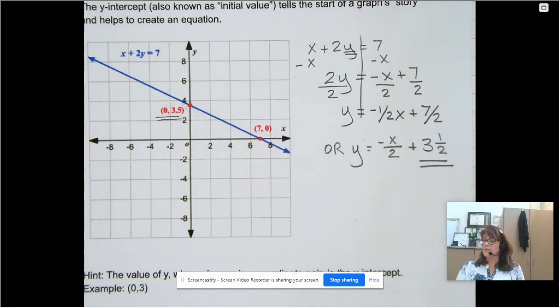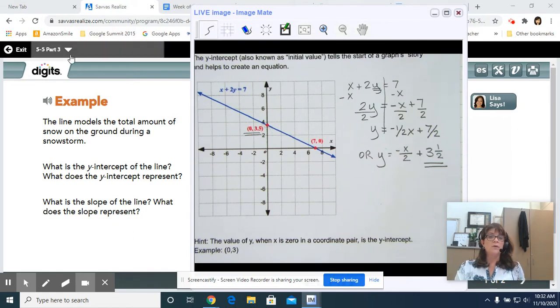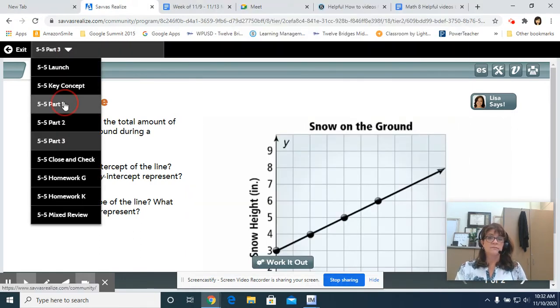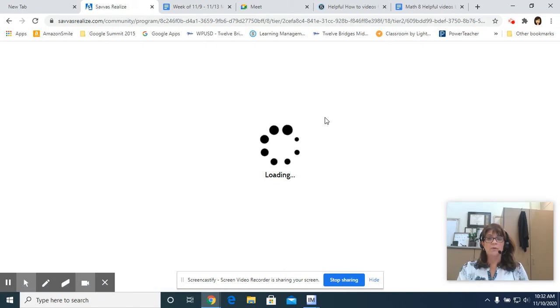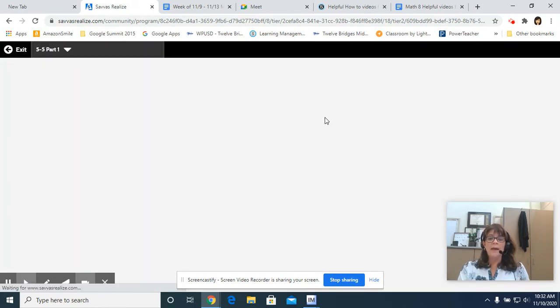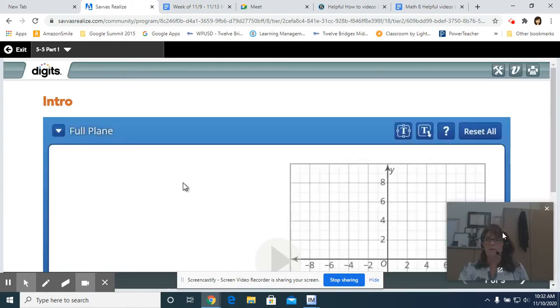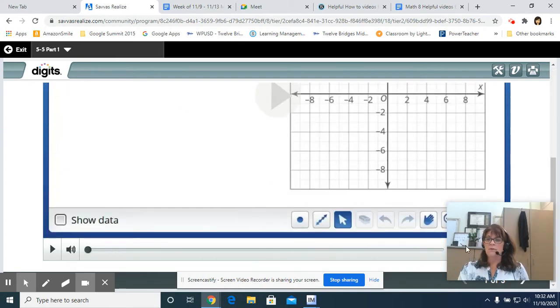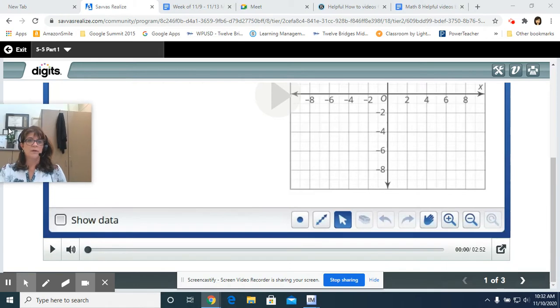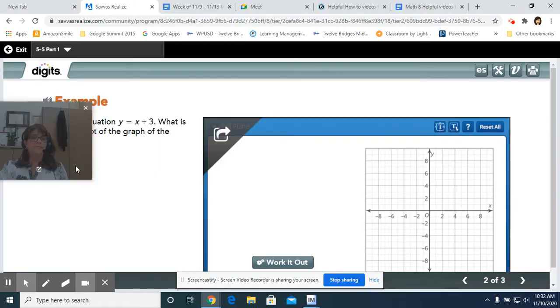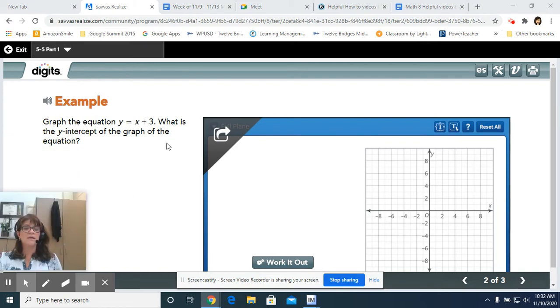All right, well, let's take a look at some examples. So I'm going to Savvas. This is nothing new. We're not going to spend a lot of time on part 1, only because part 1 is a lot about the tool and not a lot about finding the actual y-intercept. All right, but let's take a look.